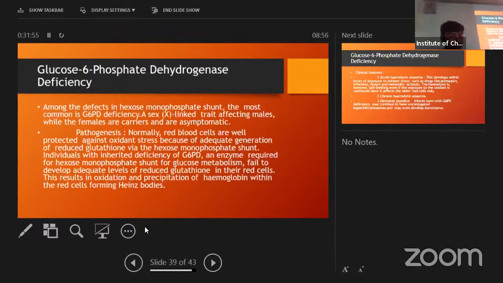Now, the last topic, glucose 6-phosphate dehydrogenase deficiency. It is basically an X-linked disorder affecting mainly males, and females are carriers and asymptomatic. G6PD, glucose 6-phosphate dehydrogenase, is one of the most important enzymes in the hexose monophosphate pathway, or HMP pathway, where it is used to produce reduced glutathione, which is used to reduce oxidative stress of the RBC.